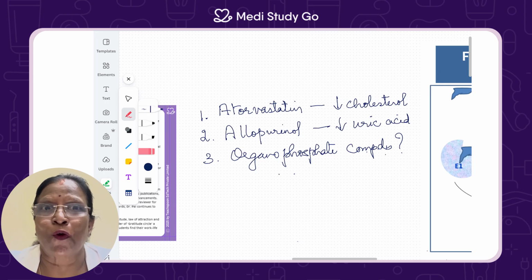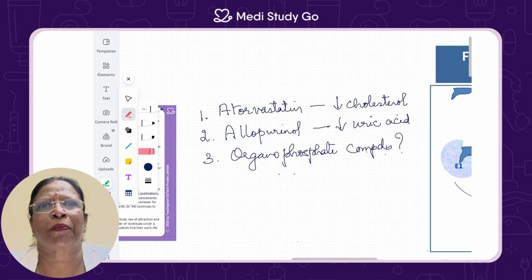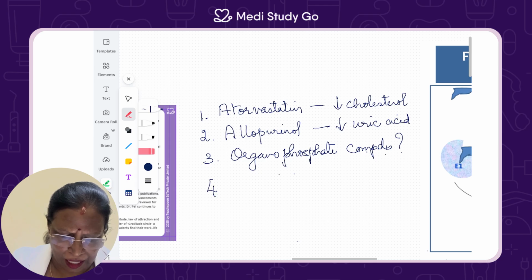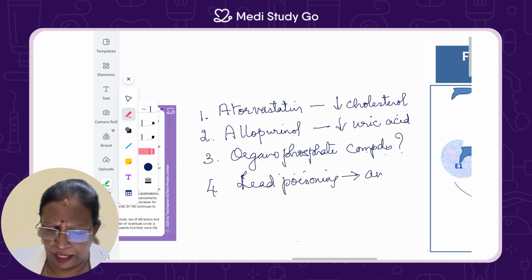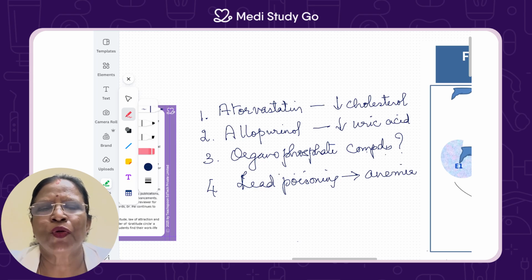Case scenario 4. A man working in a paint industry showed signs of severe lead poisoning and he had anemia. Why does lead poisoning lead to anemia? The answer to all these 4 questions lies in the high-speed machinery called enzymes in our body.